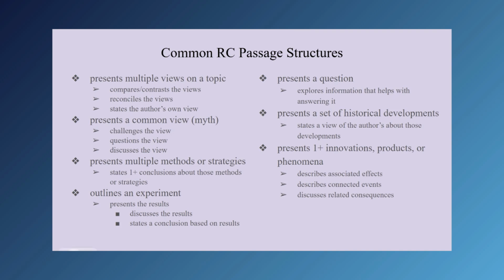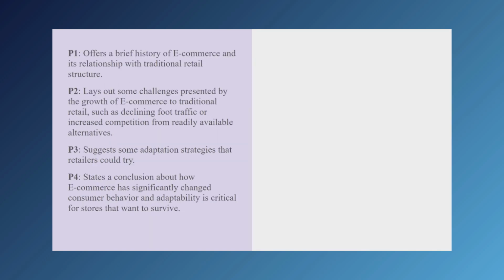Let's look at an example so that we can see the sort of questions we need to be asking ourselves while we're reading these passages. Let's say we have a passage about e-commerce and it's laid out like this. The first paragraph offers a brief history of e-commerce and its relationship with traditional retail structure. The second paragraph lays out some challenges presented by the growth of e-commerce to traditional retail, such as declining foot traffic or increased competition from readily available alternatives.